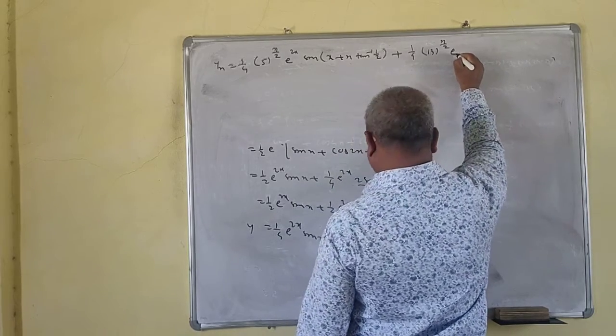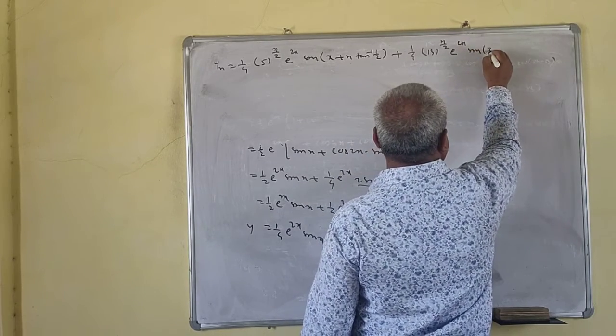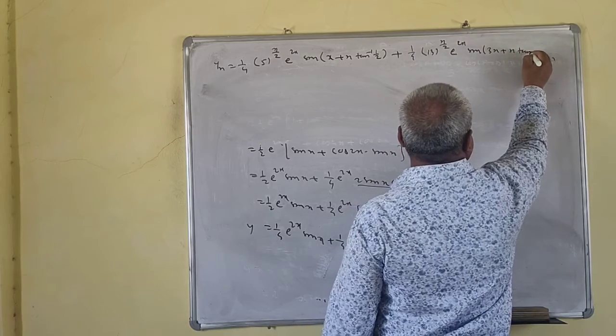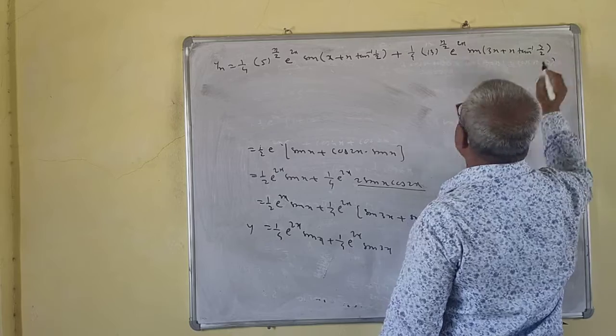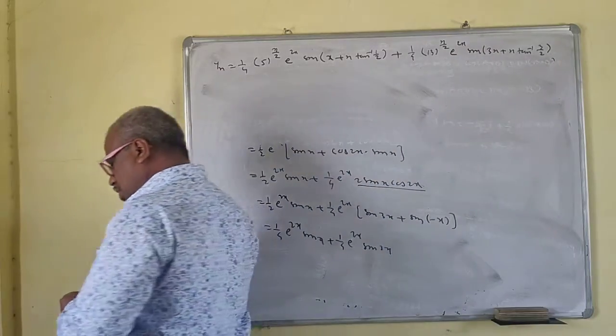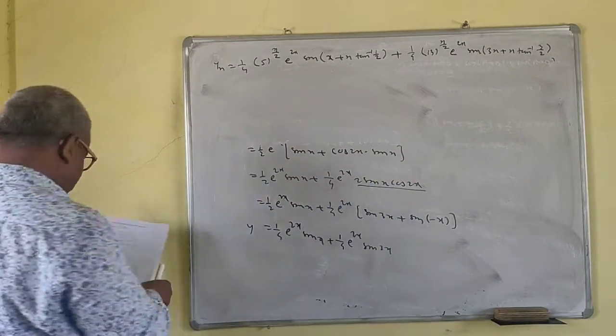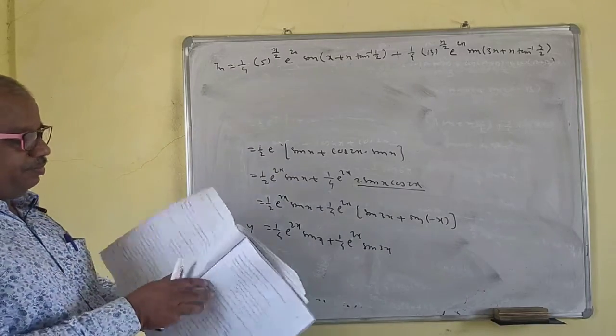Okay. So e raised to twice x as it is. Sin of 3x plus n tan inverse of b upon a. Your b is 3 upon 2. Okay. So this is your solution of the problem.